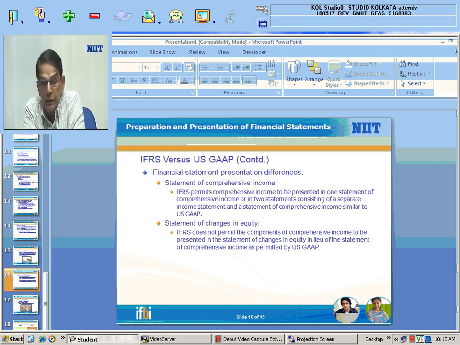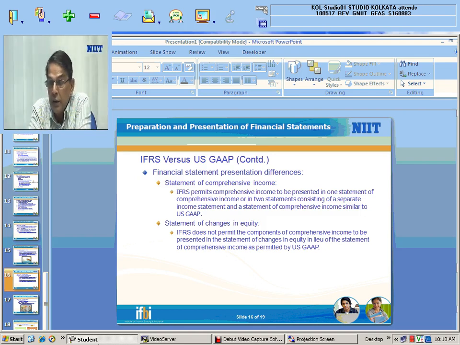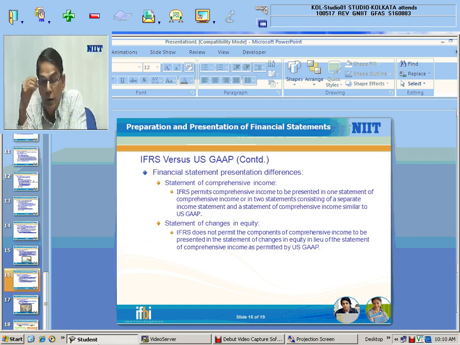Statement of changes in equity. IFRS doesn't permit the components of comprehensive income to be presented in the statement of changes in equity in lieu of the statement of comprehensive income, as permitted by US GAAP. US GAAP permits that in lieu of the statement of comprehensive income, the components of comprehensive income can be presented in the statement of changes in equity. But IFRS doesn't permit that. Under IFRS, you have to provide a statement of comprehensive income and also a statement of changes in equity resulting from that comprehensive income.